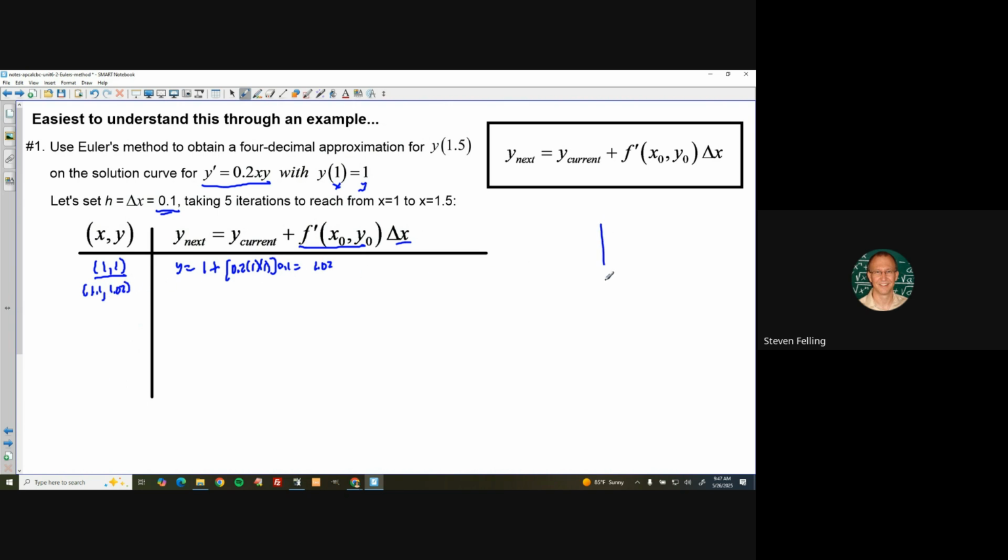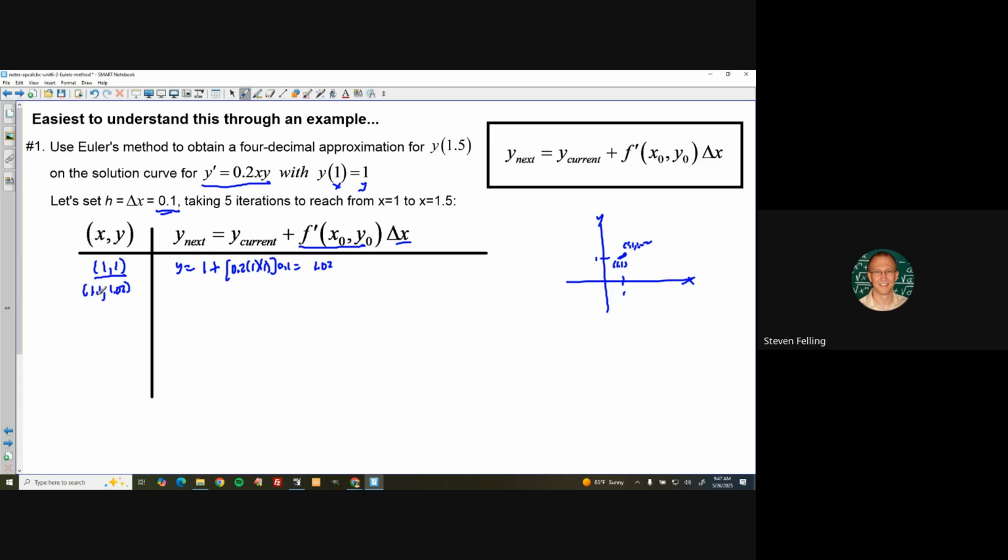Okay, so just kind of graphically what we did was we said we're starting at (1, 1). We moved 0.1 away, and we went up to 1.02. So we went from (1, 1) to the point (1.1, 1.02). And that's another point that's on the solution curve. So I'm tracing out a little piece of the solution curve. Right? Then I'm going to do another iteration.